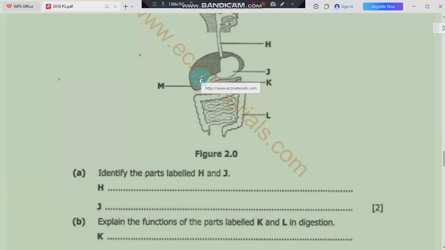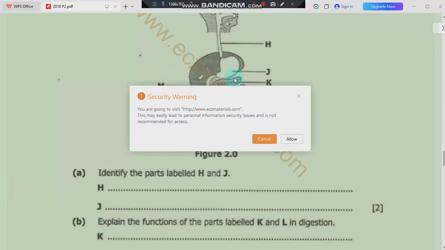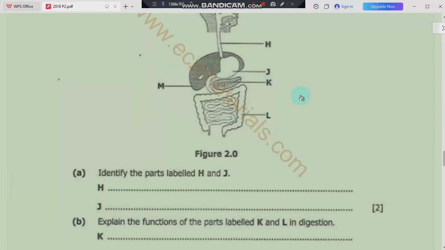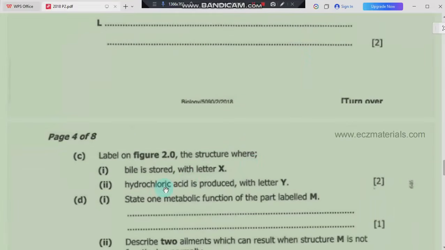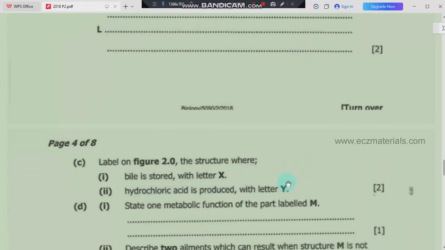So you can actually label with your pencil: you bring your arrow there, and then you put your letter X. Or if you want, just here you put your letter X. So you are labeling where bile is stored. And then moving on to part 2. Part 2 is saying where hydrochloric acid is produced, with the letter Y.